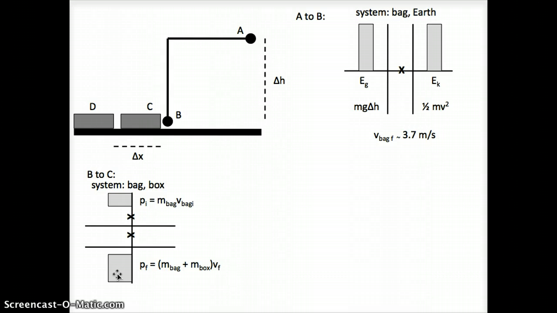after. Again, if you work out this algebra, I got a velocity for the box and for the bag too, although the bag slows down in a different way than the box does. Immediately after the collision, I got the velocity of the box to be about 0.95 meters per second, or about 1 meter per second.